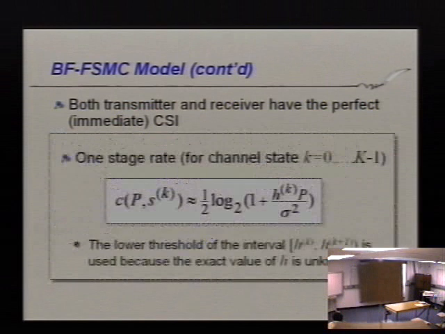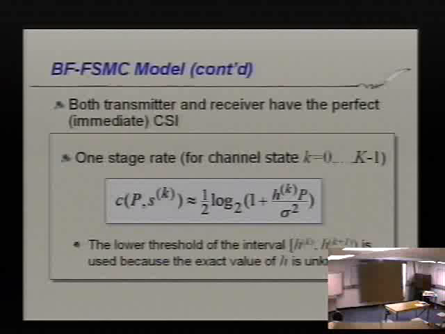So the one stage rate is approximated by this equation. Here, note that because we only have finite channel state information feedback, we do not know the exact value of that fading factor H. So we use a lower threshold of the corresponding interval to calculate this one stage rate, because this rate can definitely be achieved if using an optimal coding scheme.